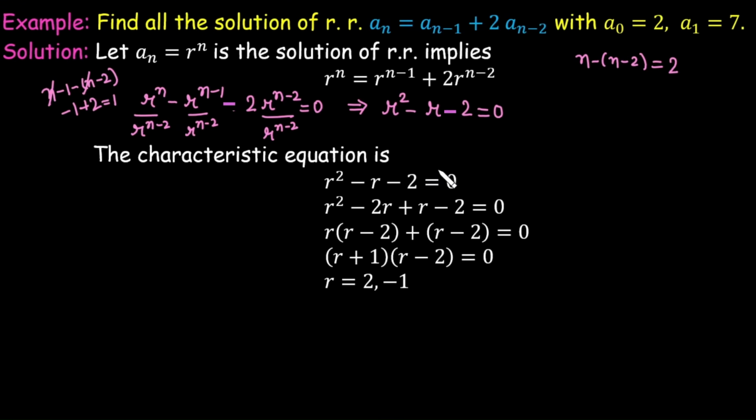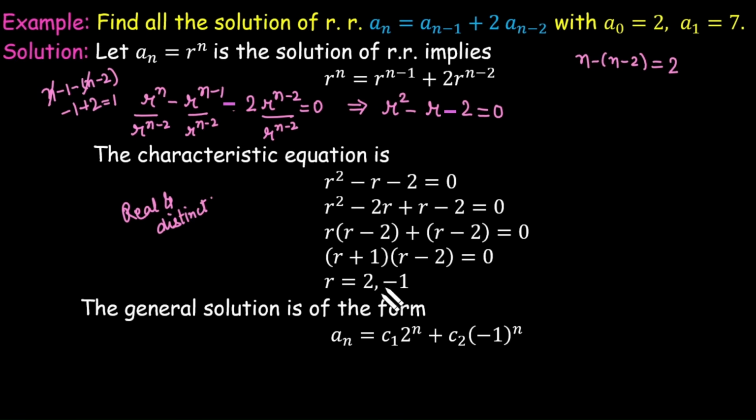Now we need to find the roots for this case. So from here we can write this as negative of 2r plus r. From here take r outside, we have r minus 2 plus r minus 2. So this is r plus 1, r minus 2, and we are getting the value of r as 2 and minus 1. Now the roots are real and distinct. So in this case, how to write the general solution? That is first constant, first root raised to power n plus second constant, second root raised to power n. So this is how we need to write the general solution of this recurrence relation.